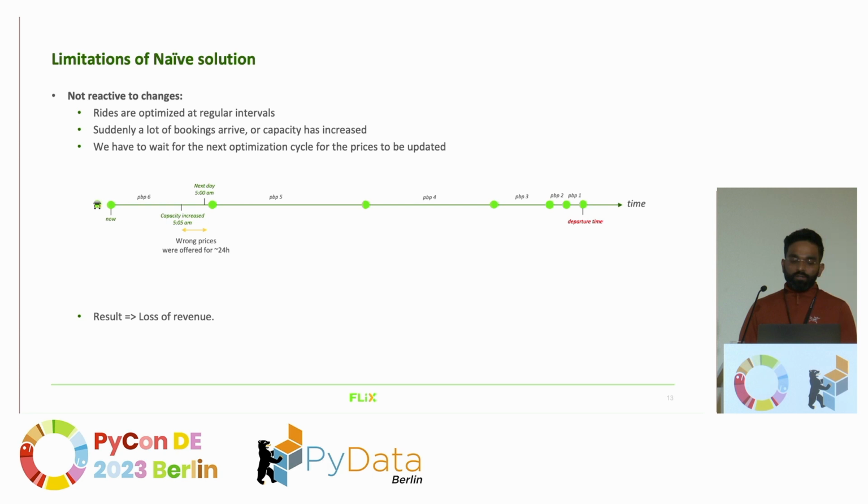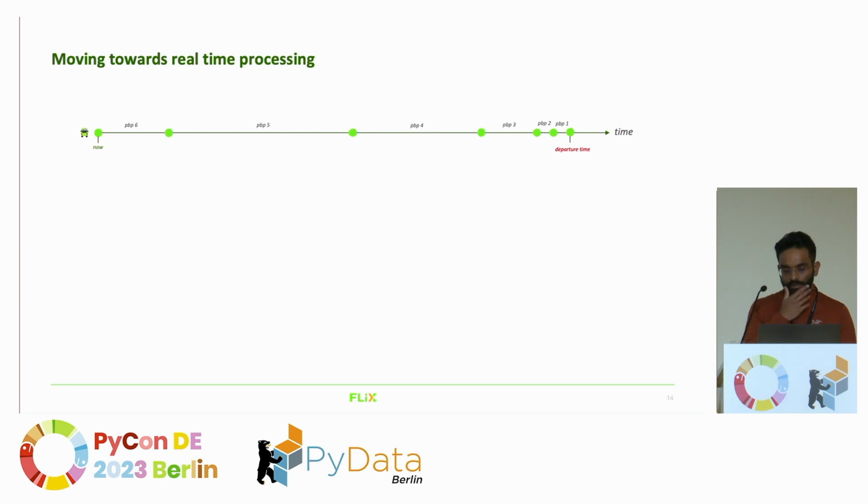And the last problem with the batch processing job is a really important one. It's not reactive to changes. So let's say at 5:05 the previous day, they decided to change the ride. Maybe they decided to add more seats in the bus, and then you will have no chance to identify these changes until the next optimization comes. So that's why it's also a loss of revenue for us. So these are some problems, and we see how we solve them by moving one step closer to real-time processing.